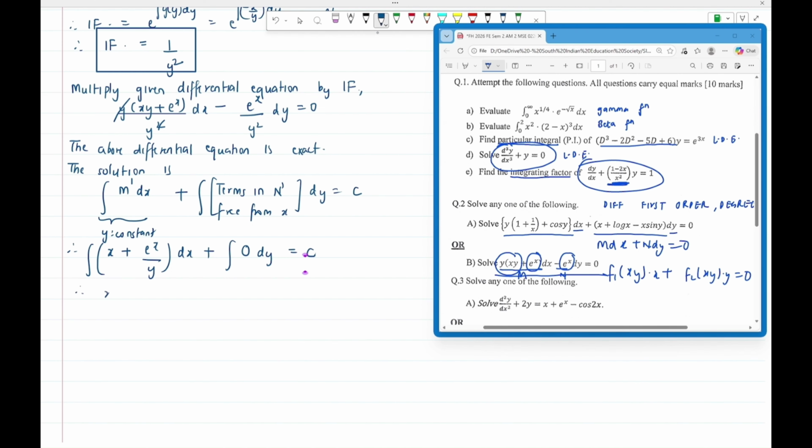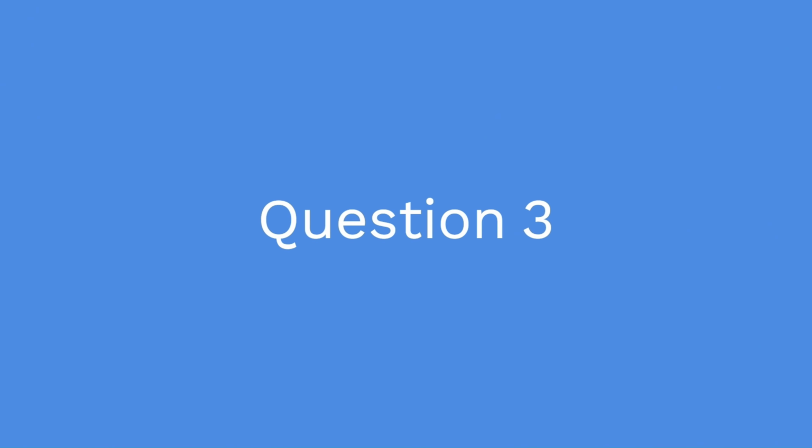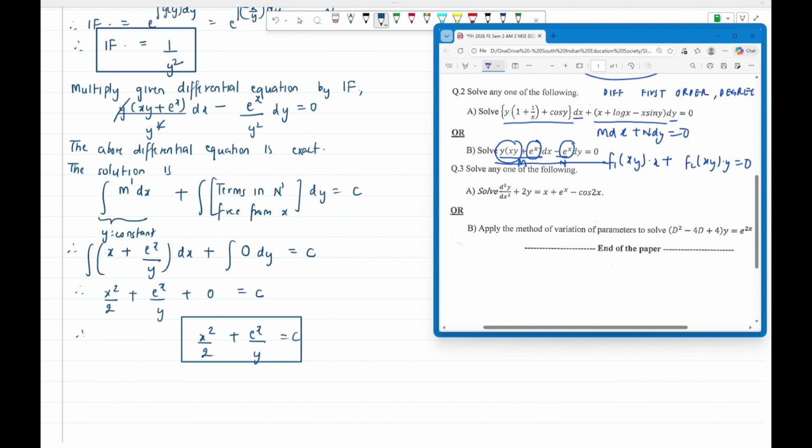So this is going to be x square by 2 plus e raised to x by y plus 0 is equal to c, and therefore we can say that the solution is x square by 2 plus e raised to x by y is equal to c. Now moving on to the last question, question 3. Question 3 is based on the module higher order linear differential equations with constant coefficients and variable coefficients.